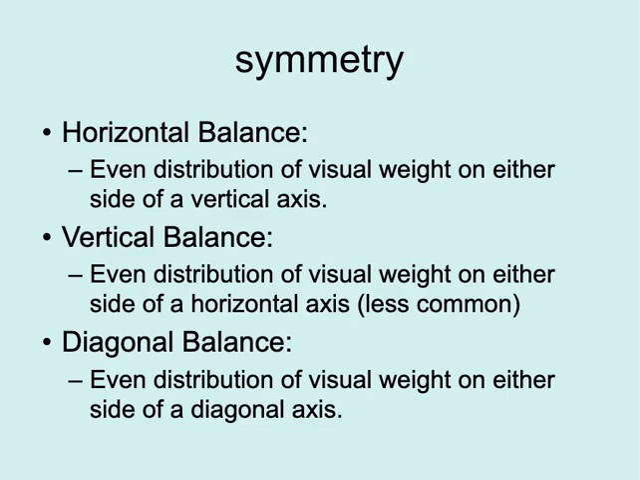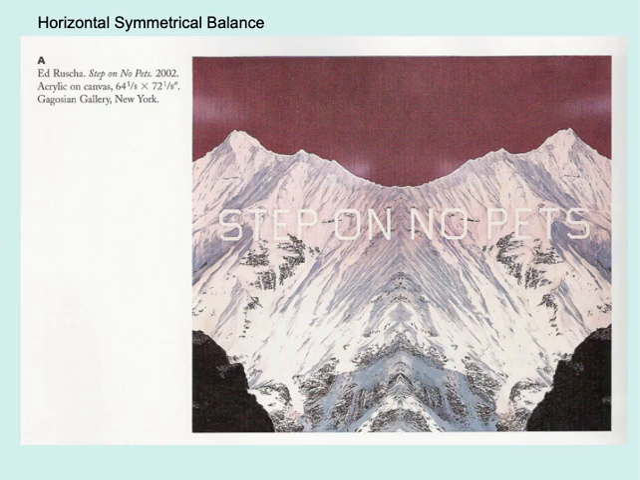Diagonal balance is probably even less common, although I do have an example of that here. And that's even distribution of visual weight across a diagonal axis, meaning that maybe from the top left to the bottom right, you're going to have the same information. This is something you might find in graphic design much more than you're going to find in fine art or in photography. Here's a great example of horizontal symmetrical balance.